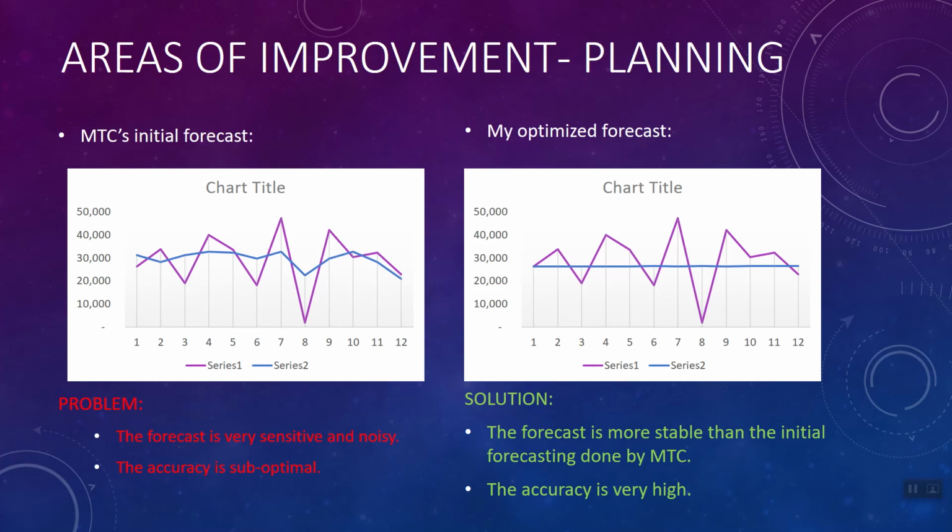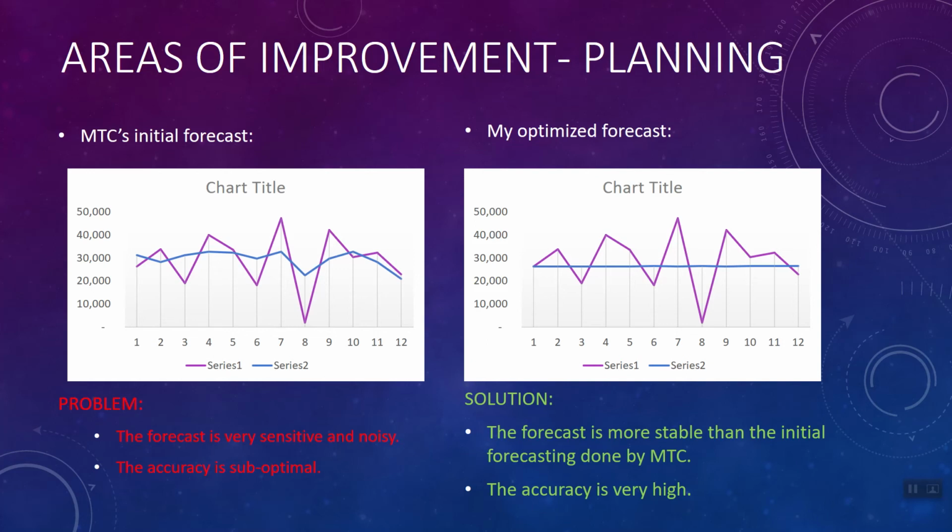The next department I concentrated on was planning. Now, to the left, you can see MTC's initial forecast. The blue line here shows the forecast, and the purple line here shows the demand. As you can see, the problem is the forecast is very sensitive and noisy, due to which the accuracy was very suboptimal. I optimized my forecast using exponential smoothing method.